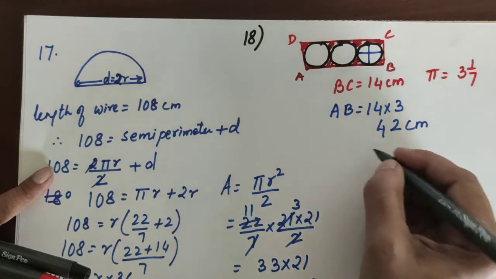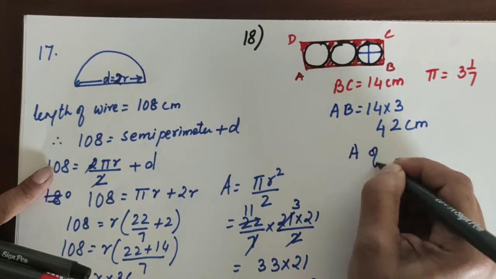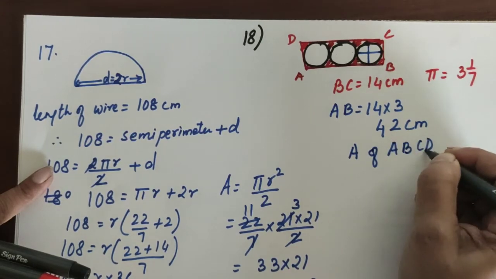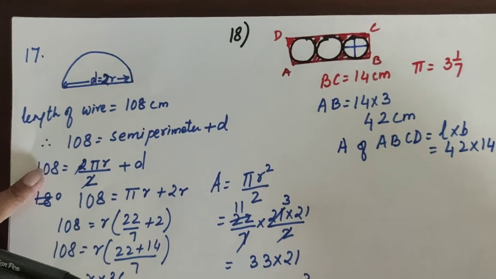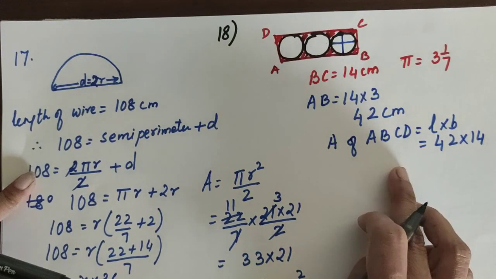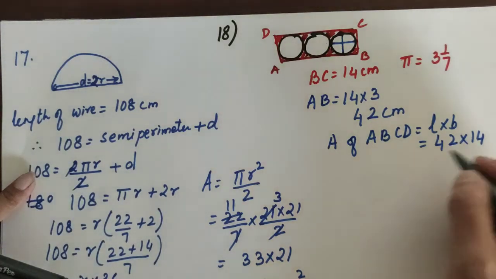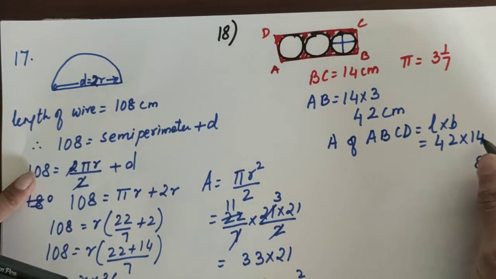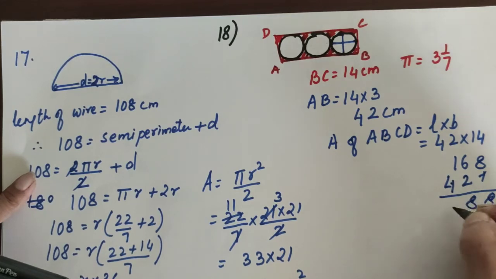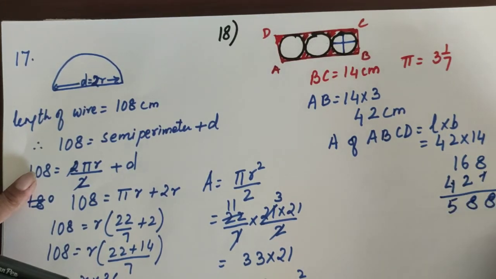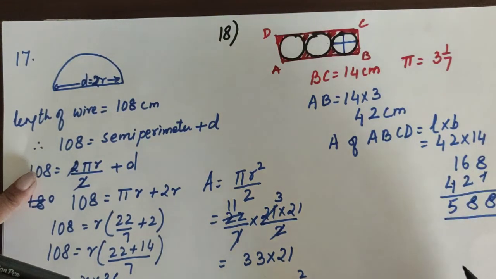That is AB. Now area of ABCD is equal to length into breadth, which is 42 into 14. So this will give you area of the outer rectangle. So let us multiply. 4 2s are 8, 4 4s are 16, 2 1s are 2, 4 1s are 4. So 8, 8 and 5. 588 centimeter square is the area. So this is the area of the rectangle.